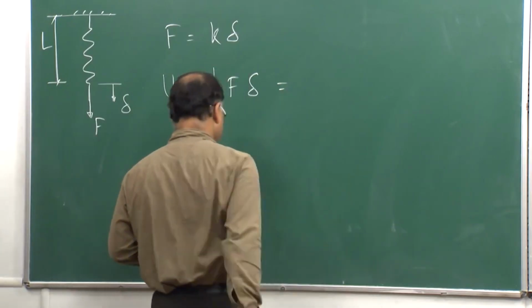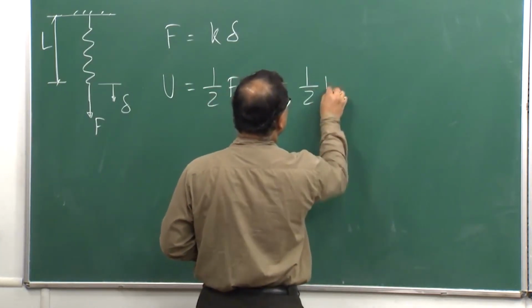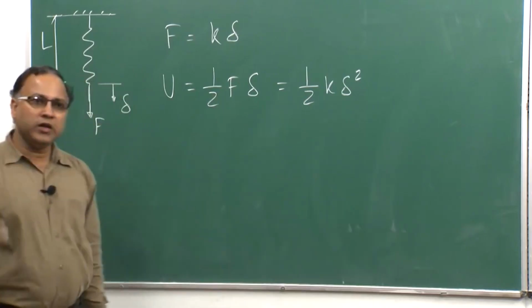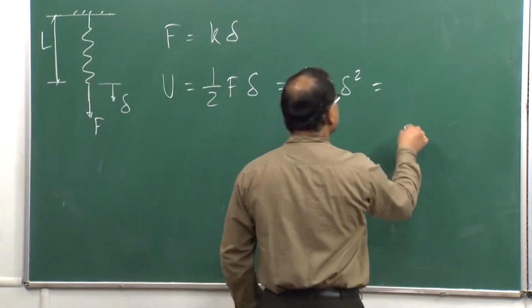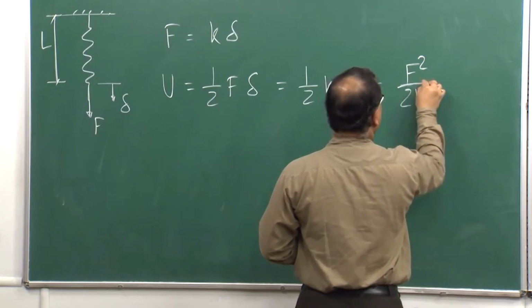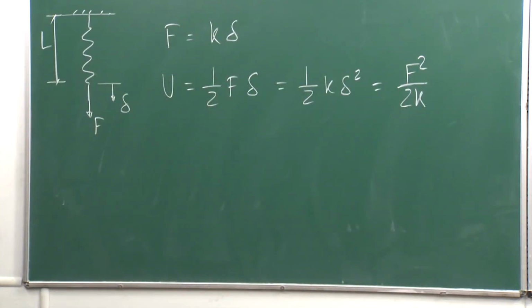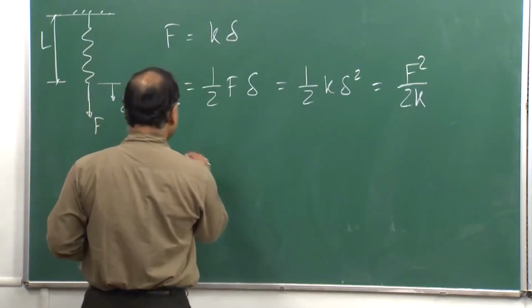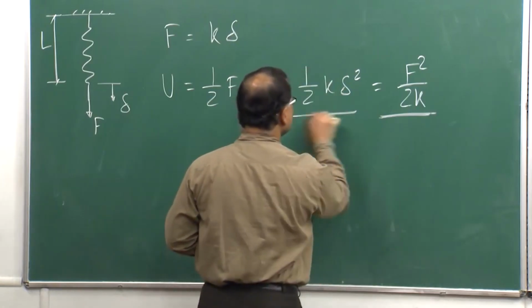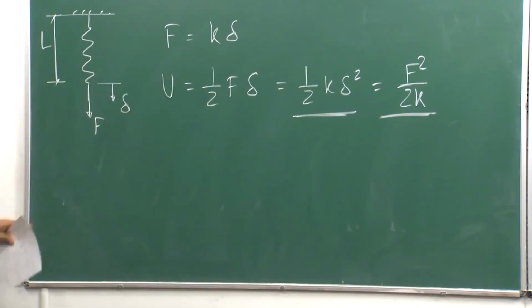Now, in place of F, if we put K delta, I can write this as half K delta square. That means the strain energy is expressed in terms of only delta, or it can be expressed as F square by 2K. That means the strain energy can be expressed in terms of only force. Agreed? Fine. So, for a linear system, this is the strain energy stored in the spring due to the application of this force F.